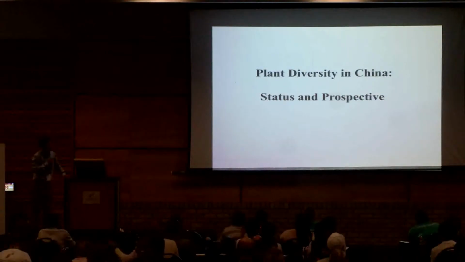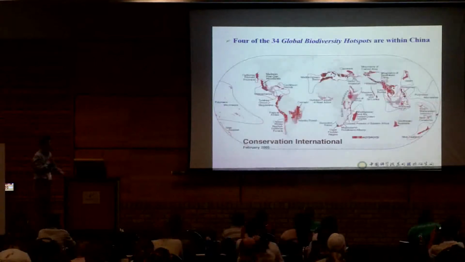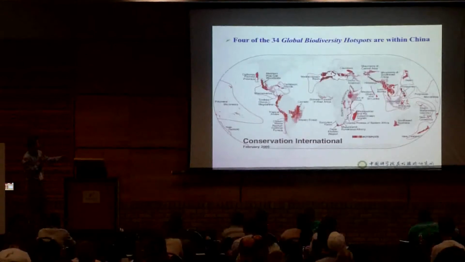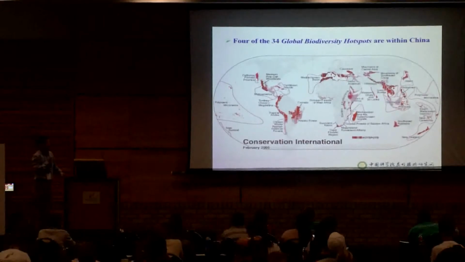And so I would like to quickly talk about the plant diversity in China. Everyone knows well about the biodiversity in China. It harbors 4 of the 34 internationally important biodiversity hotspots.